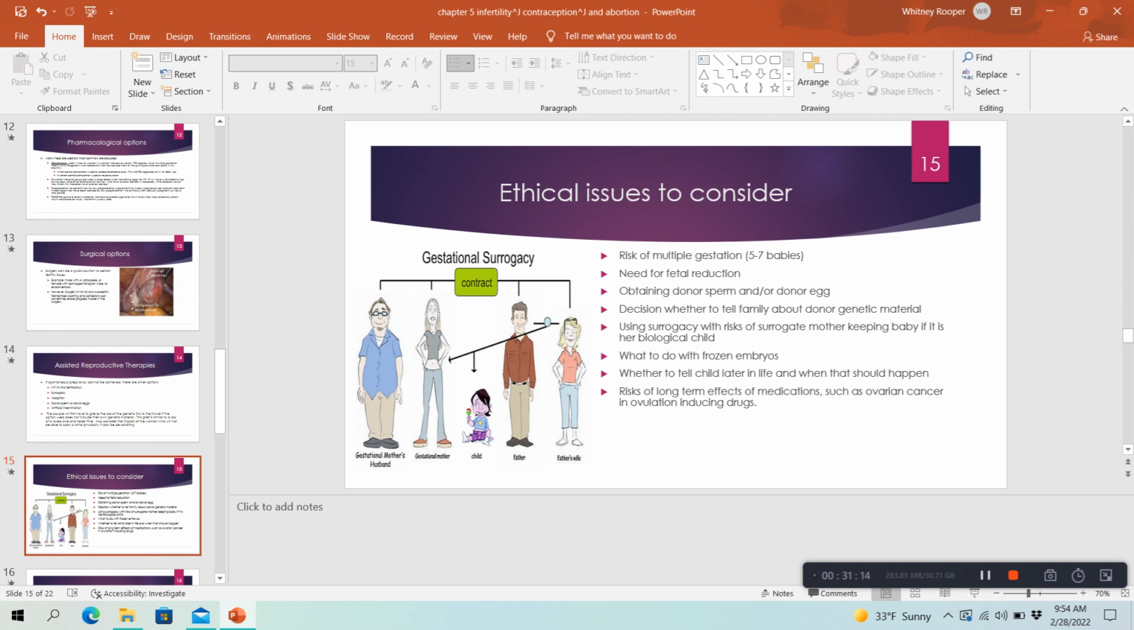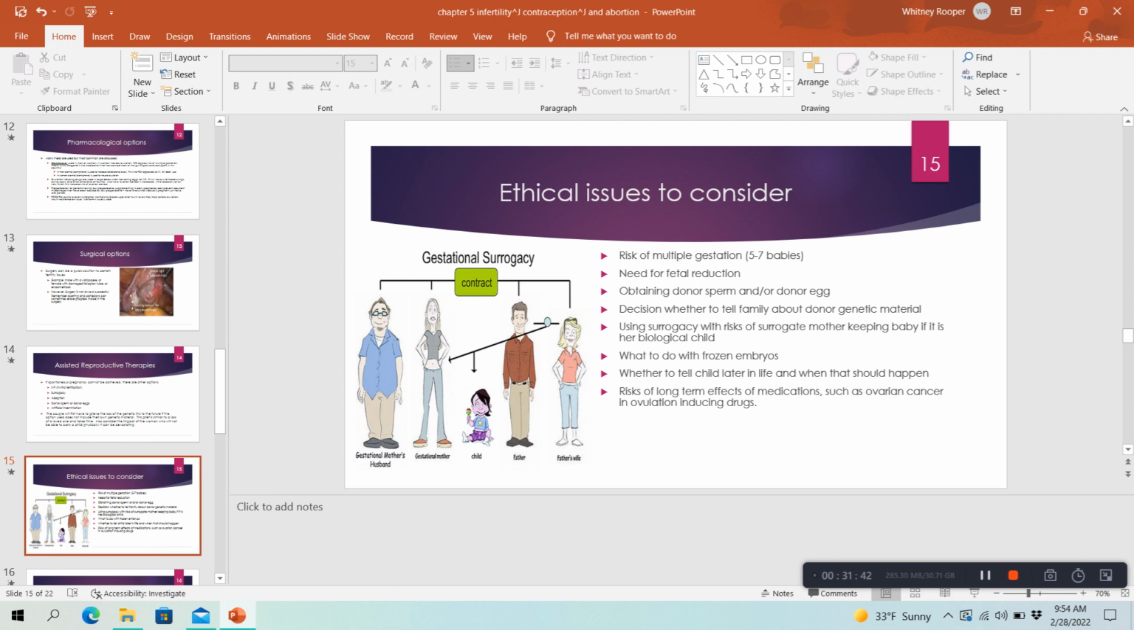Using surrogacy with risks of surrogate mother keeping the baby if it's her biological child. So again, a surrogate can be a variety of combinations. I don't know how many of you all know, if you know who Keith Urban and Nicole Kidman are, who had both their children by surrogates because she's older. I think she's close to my age. And so they had 2 children by surrogate. It was his baby. Now, whether or not it was her baby, I'm not sure. She was older. But anyway, they had successful pregnancies with surrogates.